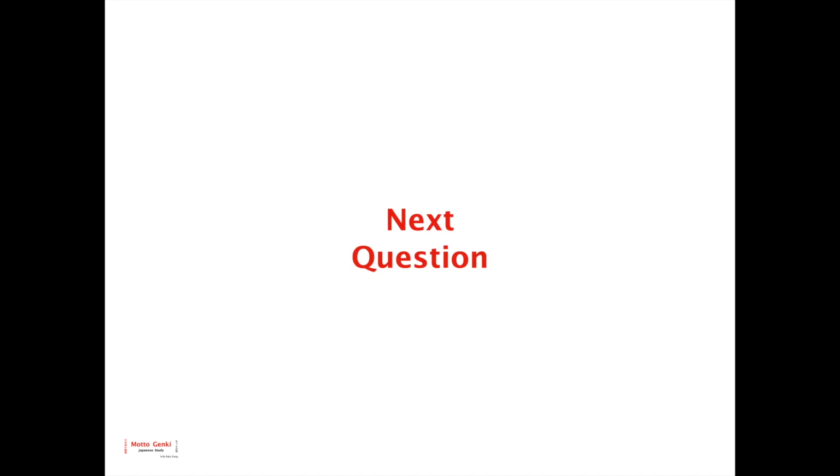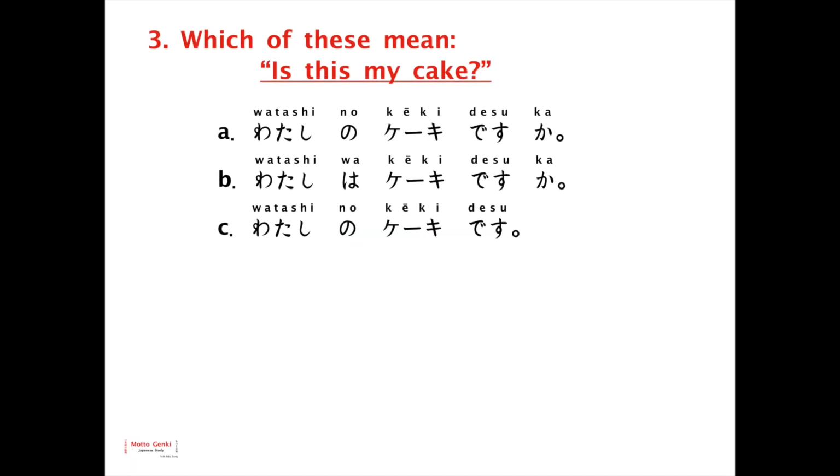Right, next question. Question 3. Which of these means, is this my cake? Is it A? Watashi no keiki desu ka? Is it B? Watashi wa keiki desu ka? Or is it C? Watashi no keiki desu.